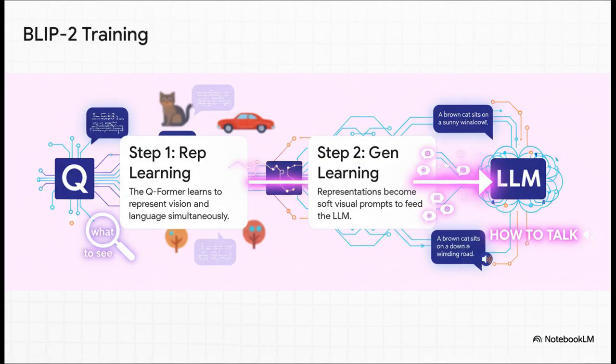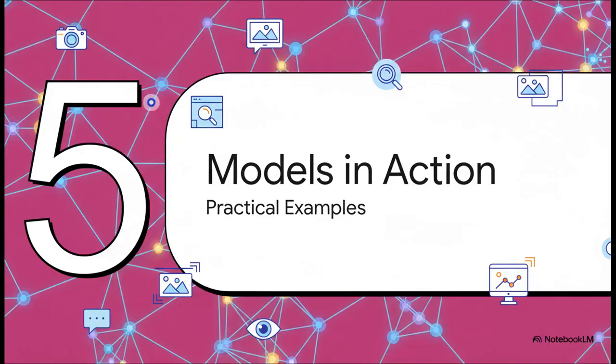The training for this is a really smart two-step process. In stage 1, the Q-Former learns what to see. It's trained to interact with the frozen image encoder and pull out the most important bits of visual information that are relevant to a text caption. Then, in stage 2, it learns how to talk about it. The output from that trained Q-Former is then fed into the frozen LLM. This output acts like a soft visual prompt. It's not text, but it's a set of instructions that guides the LLM's text generation, telling it what's in the image.